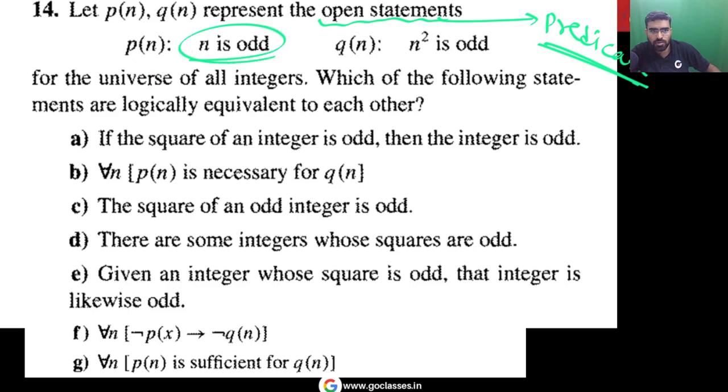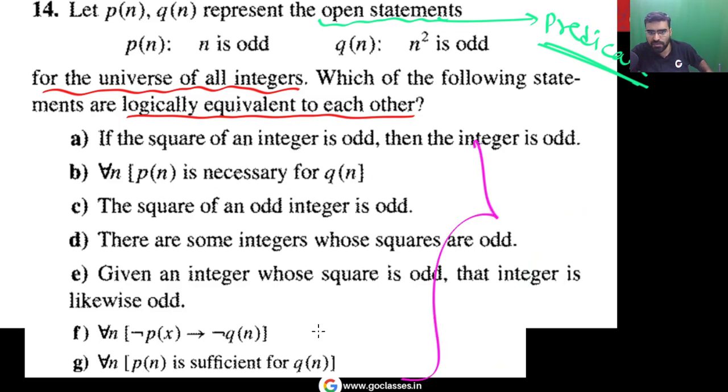Pn means n is odd, Qn means n square is odd. The universe is the set of all integers. This is the domain. Now the question is asking, which of the following statements are logically equivalent to each other? Some statements are given to you. We need to find out which of them are logically equivalent. So let's translate all these statements into first order logic, into predicate logic.